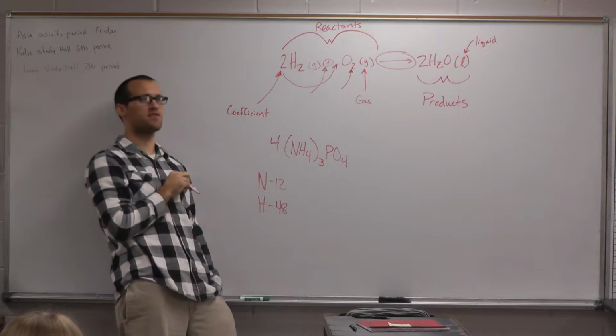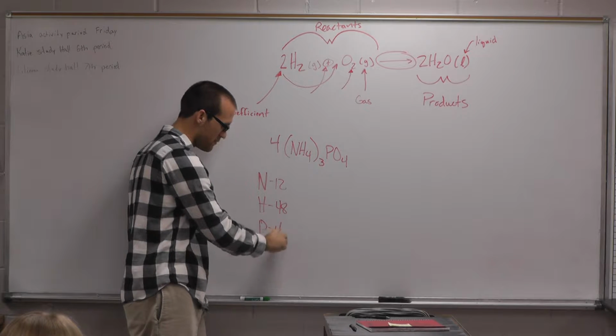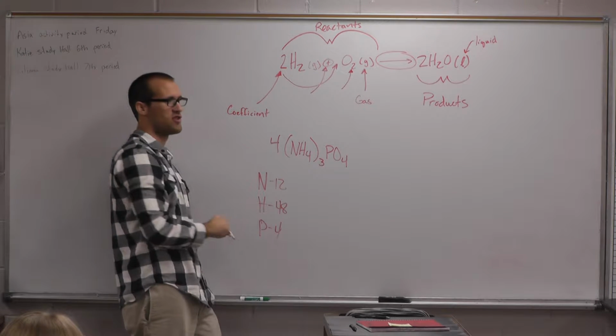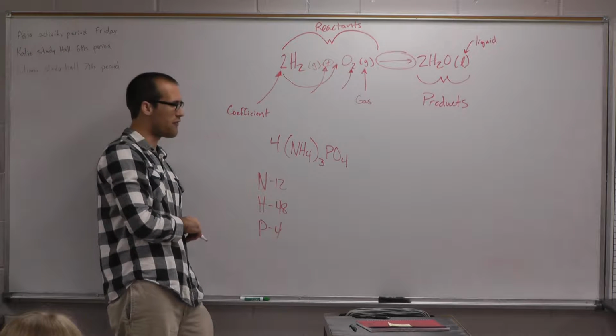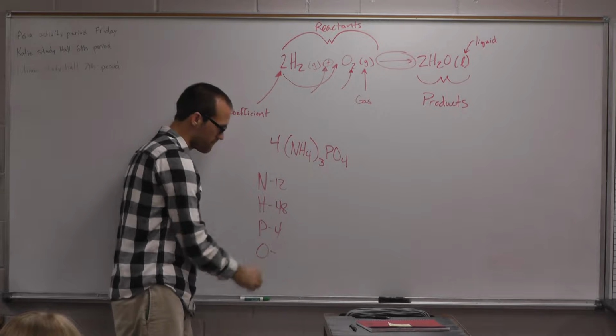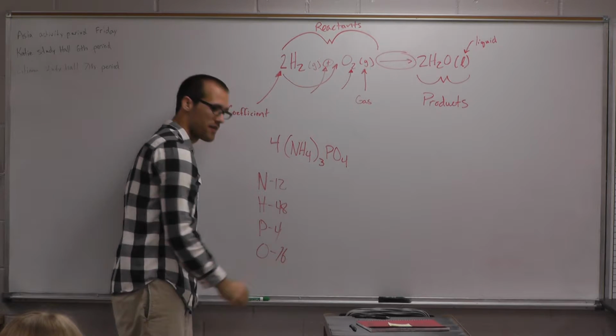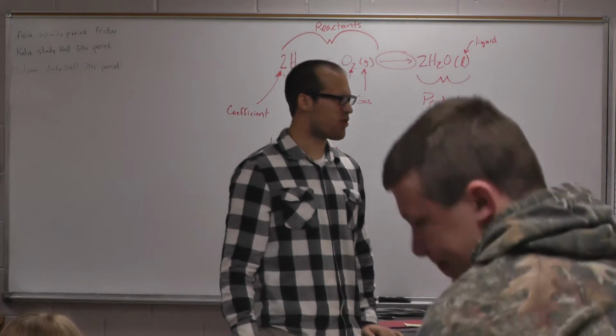Okay, how many phosphoruses, Tyler? That's pretty simple, right? There's only one phosphorus in one formula unit, so if I have 4 of them, I've got 4. And Morgan, oxygen. 16. Get it? A little 4-minute crash course.